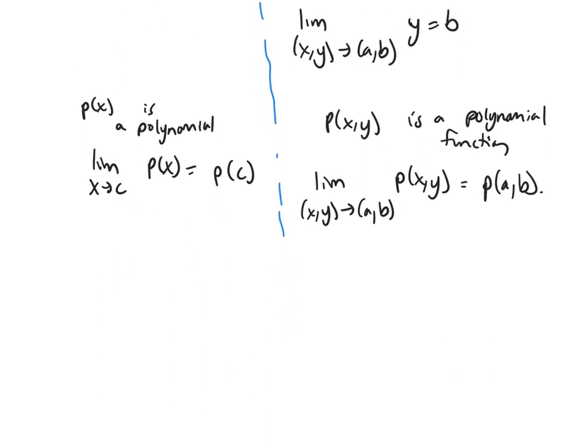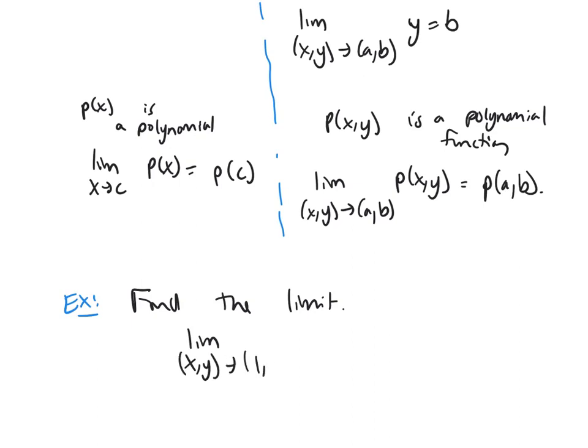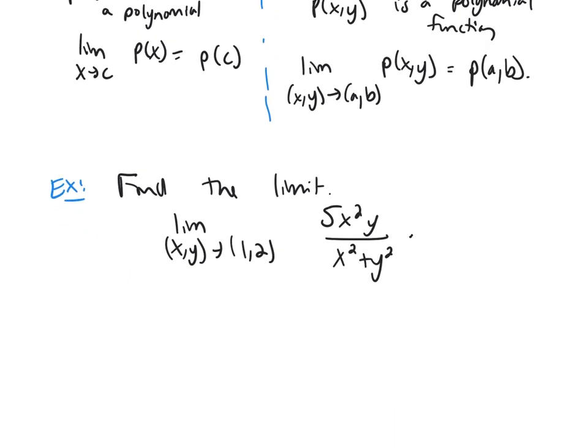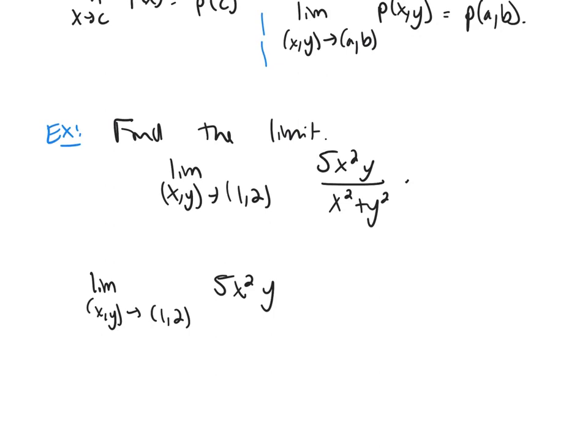So now let's find some limits here. Let's look at this example. Find the limit as xy goes to 1, 2 of 5x squared y over x squared plus y squared. So we're going to look at the limit. This is a rational function. So we're going to look at the limit at the top of 5x squared y. Well, this is just a polynomial, so we just evaluate.